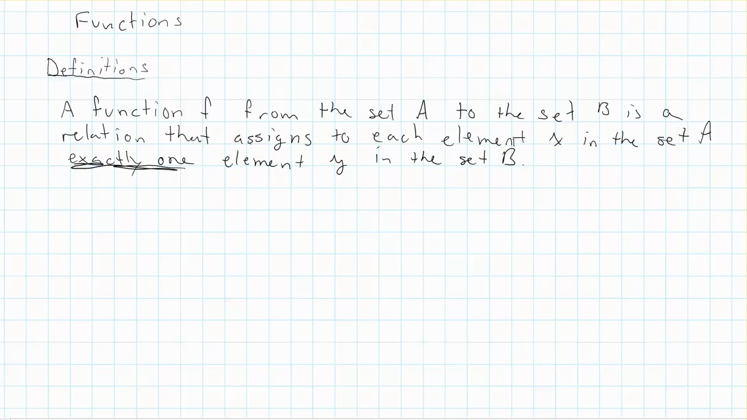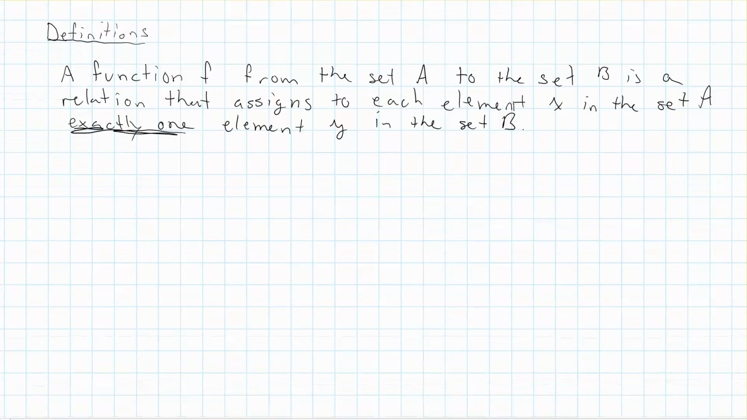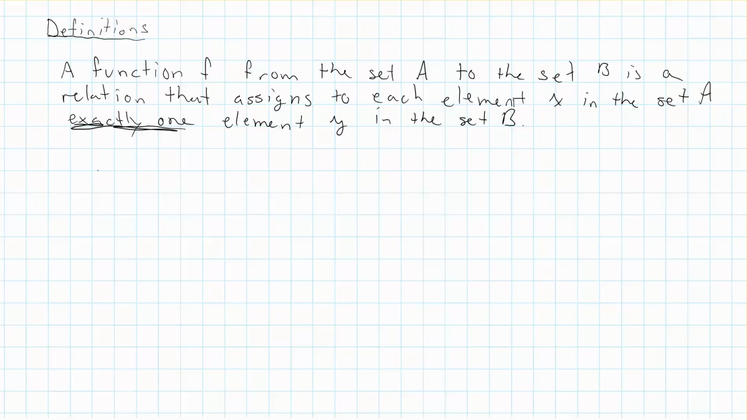But the key thing here is that each x gets only assigned to exactly one element y. So we can't have this x going to two different y values. x can only go to one y value. Each value of x can only go to one y value. Okay, so let us go ahead and look at an abstract example of this, as well as then some more concrete ones.